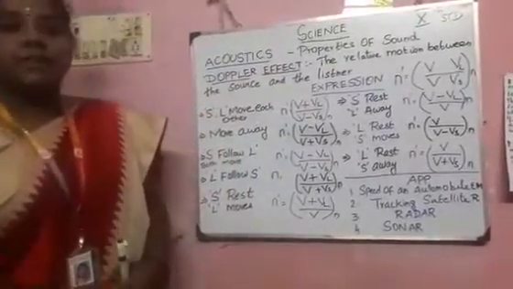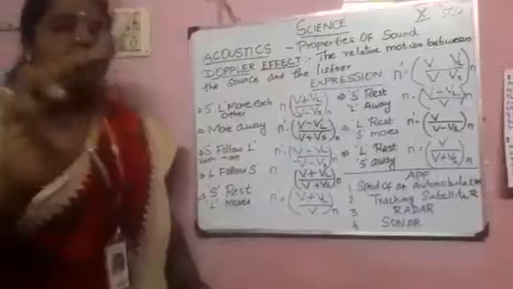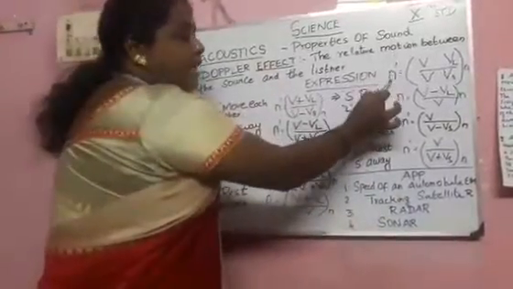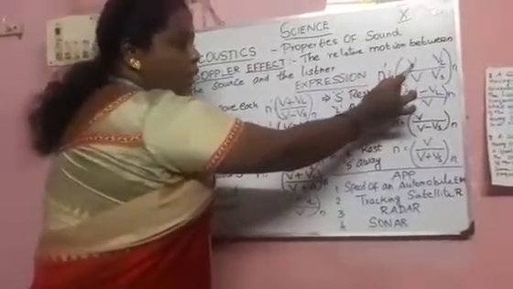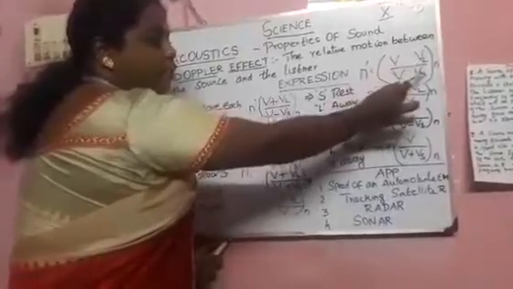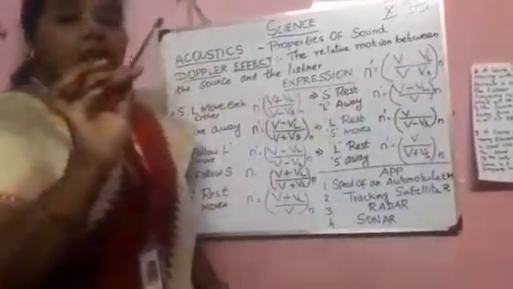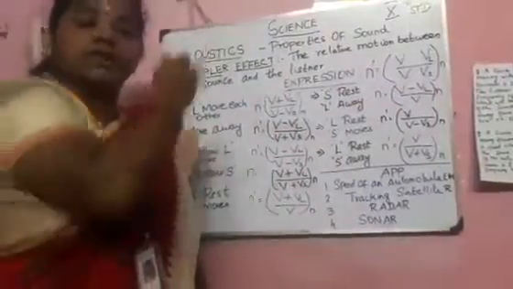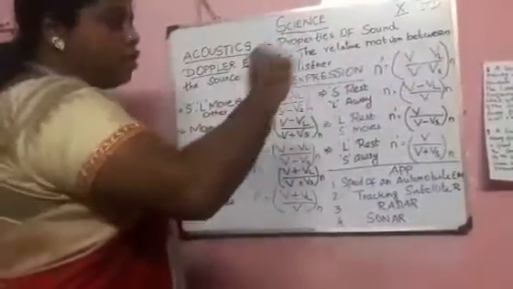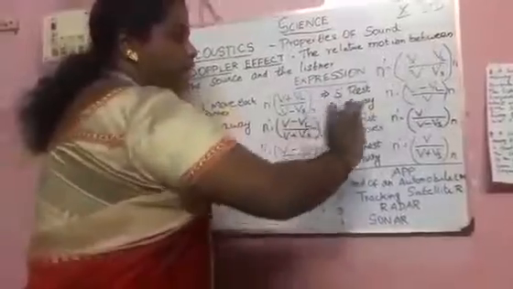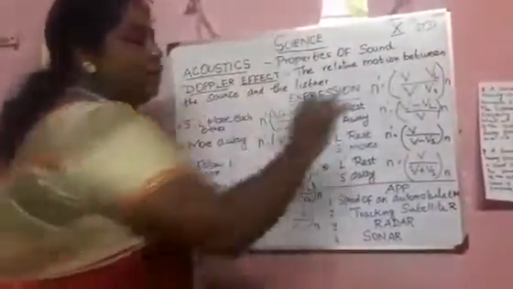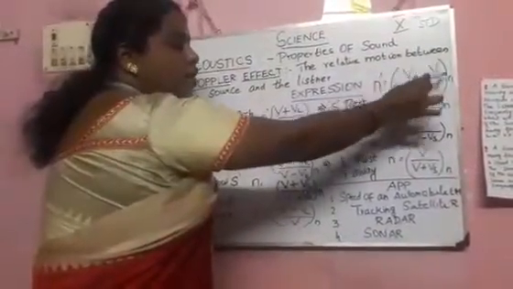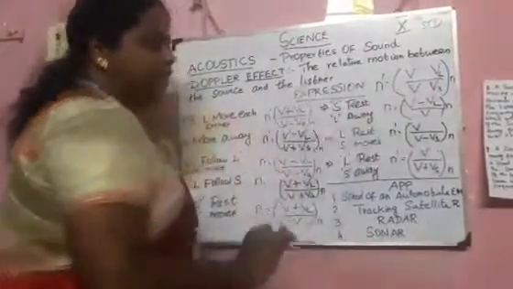Now we see the expression for the Doppler effect. First, the general expression is N dash equals (V plus or minus VL) divided by (V plus or minus VS), times N. Where N is the frequency. Here we show N dash, the apparent frequency heard by the listener, only to show the difference. V is the velocity of sound, VL means velocity of the listener, and VS means velocity of the source.